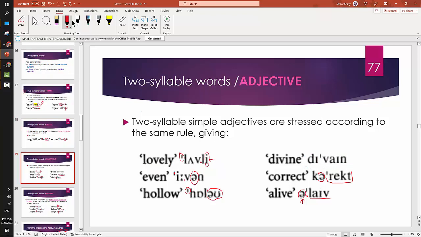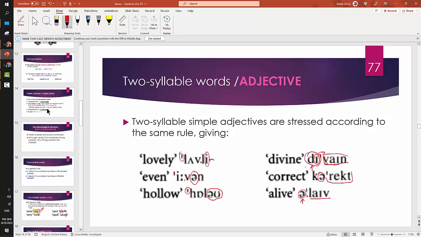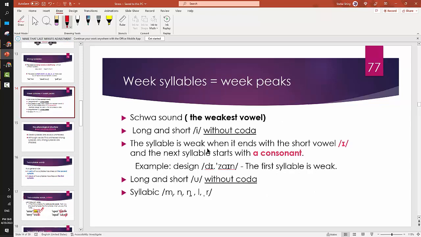Thank you. And about divine, one of the cases when the syllable is weak, we have the short sound E followed by a consonant in the next syllable. So we have to stress the second syllable because it's weak. The syllable is weak when it ends with the short vowel E and the next syllable starts with a consonant, like design, divine, and so on. So we have to put the stress on the second syllable, not the first syllable.